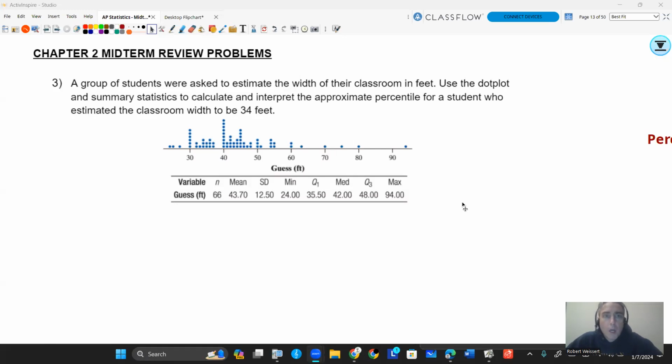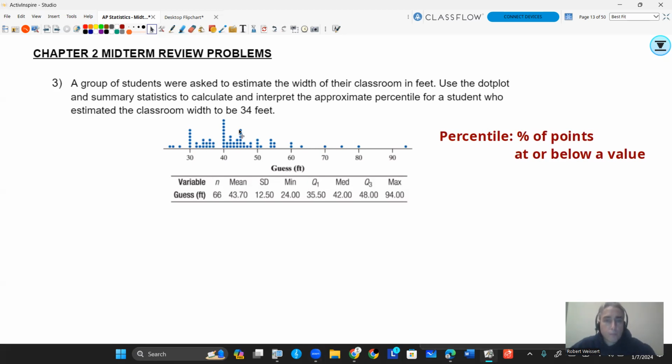Here's our first problem. A group of students were asked to estimate the width of their classroom in feet. Use the dot plot and summary statistics to calculate and interpret the approximate percentile for a student who estimated the classroom width to be 34 feet. So to get a percentile, you want to think of points that are at or below a certain value. So since I'm looking at 34, I want to focus on finding 34 on here and counting all the points that are there and below. You should do that before we move on.